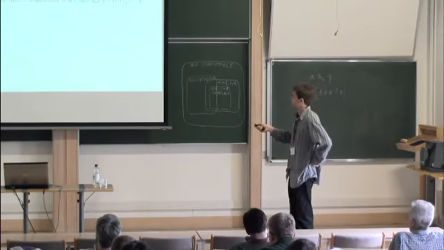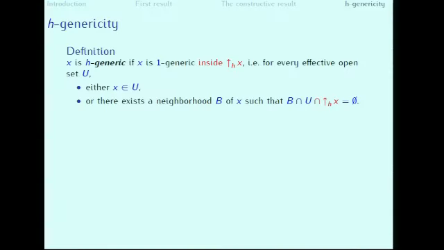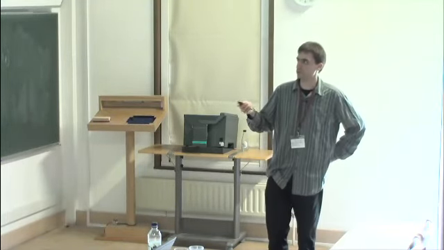And we define a point to be H-generic if it is 1-generic inside the upper set. So this upper set is a closed set, so it's also a Polish space. So you can define what it means to be 1-generic in this set. Inside this, there always exists a 1-generic point. So 1-generic inside just means the usual notion of genericity, but here you intersect with this set. So if you restrict your view to the upper set, X looks like a 1-generic.